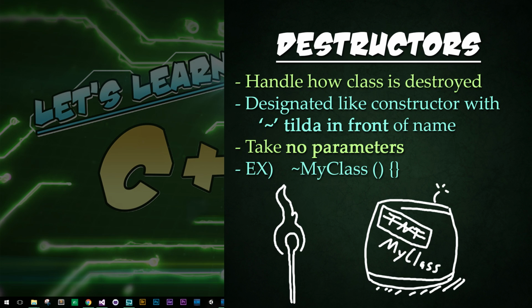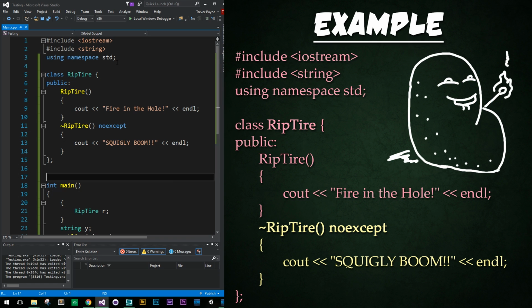Alright, let's look at an example of a destructor. So up top we've got our boilerplate code that's importing the iostream and the string and using namespace std. Then we have our implementation of a class called RipTire, and we have the constructor right here and the destructor down below. And again, the only difference between the two is the squiggly line or the tilde character right before the name of the class right here. Also, you'll notice that I have this keyword here that says noexcept immediately after the parentheses. I'll explain this in just a bit.